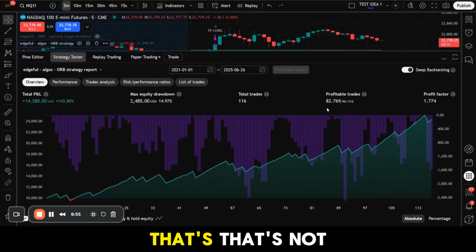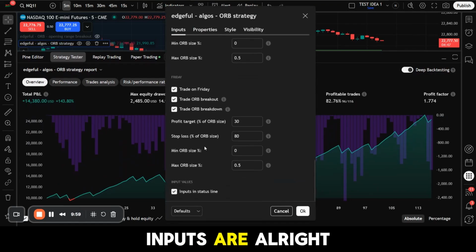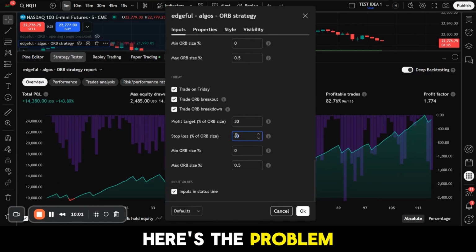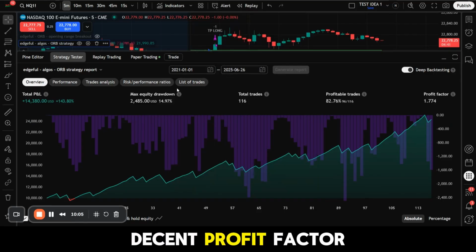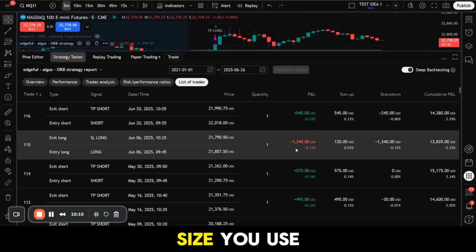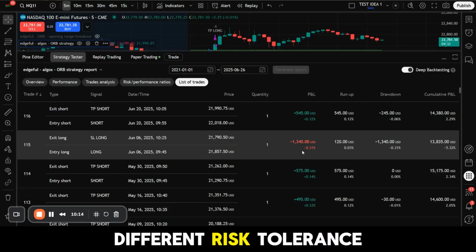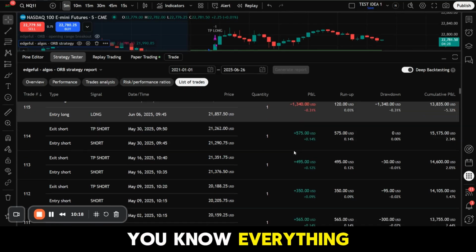I mean, that's not bad. Let's look at that again. So our inputs are, all right, here's the problem though, 80% stop. So yeah, it's got a decent profit factor, but when you go to trade this, depending on what size you use, and this is why everyone needs to come up with their own, because everyone has different risk tolerance, different strategy, different type, you know, everything that fits their style.